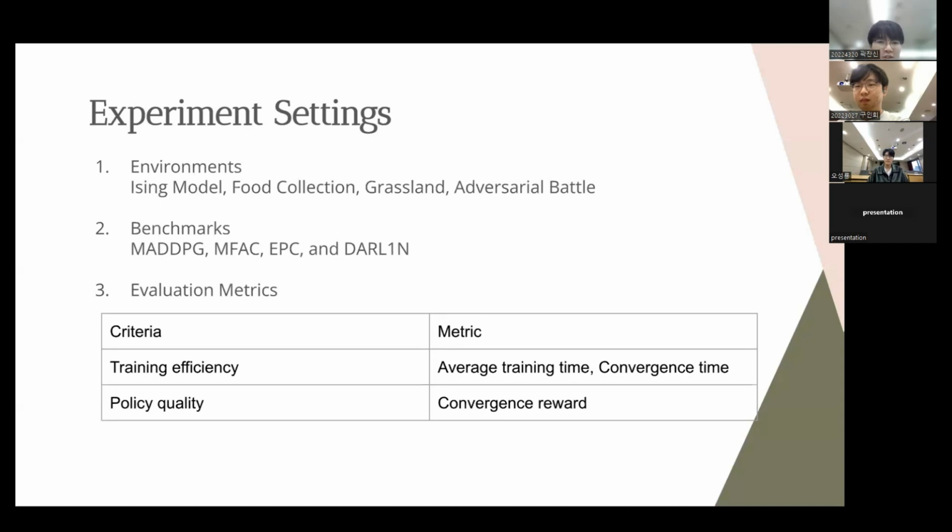For evaluation metrics, the paper wanted to compare the training efficiency and policy quality of the algorithms. To see training efficiency, they checked average training time and convergence time, which denotes how fast the algorithm learns. For policy quality, they used convergence reward. Here, convergence reward is the average total reward at the convergence time. So if the convergence reward is high, we can say that the algorithm works better.